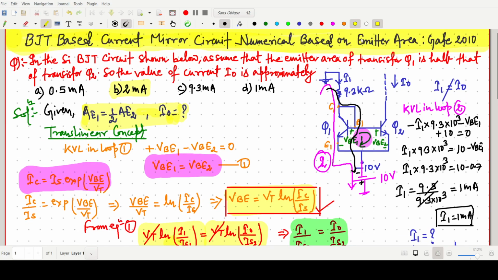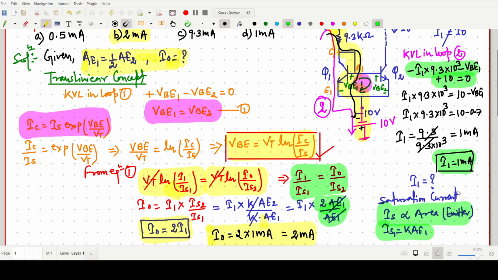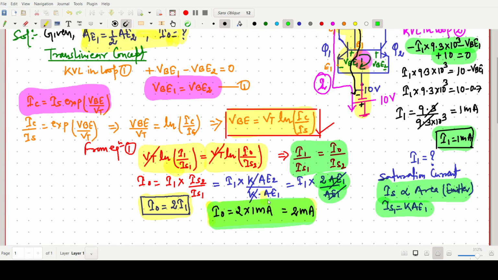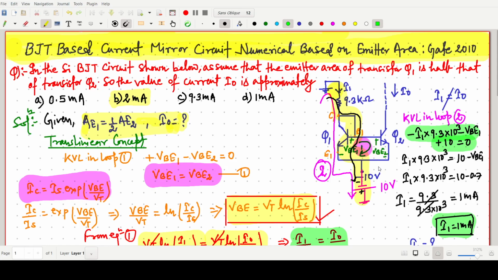For this purpose, we have to apply Kirchhoff's voltage law in this loop. How do we write the equation? We simply write the equation: minus I1 into 9.3 into 10 to power 3, minus VBE1, plus 10 volt, equals 0. If we solve this, it will give the value of I1 as 1 milliampere. So by putting this I1 value in this one, we will get the value of I naught as 2 milliampere. So this is a simple numerical, but so many things are there.